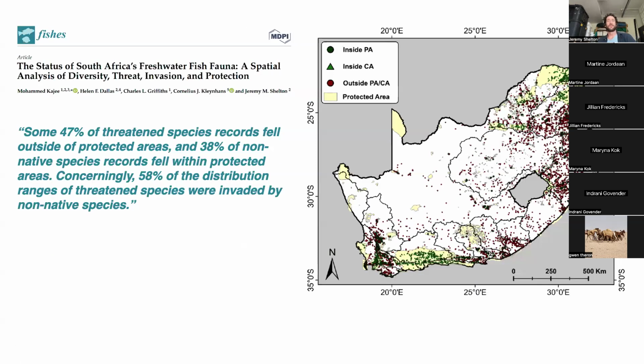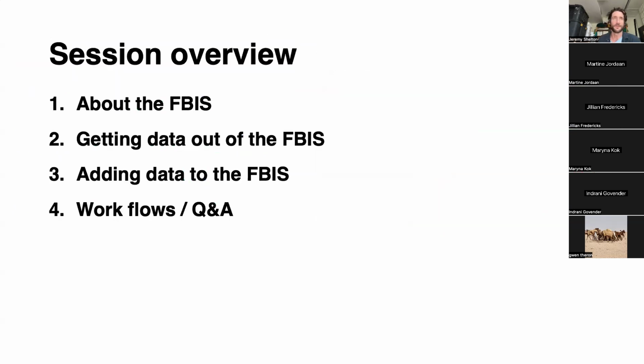An example of a recent study that's used FBIS data was one by Mo Kaji, who's one of our PhD students, and he used the freshwater fish data set for South Africa to get new insights into the status of native and non-native species and how well our protected areas are doing at looking after our threatened species. So all of a sudden, easy access to these comprehensive data sets being brought together from different places into the same format and quickly and easily downloadable makes new kinds of analyses and insights possible. And I think that's really exciting from a science and research perspective.